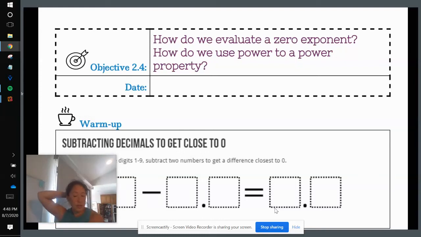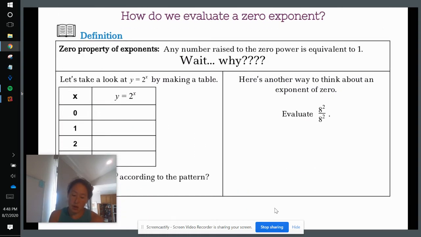How do we evaluate a zero exponent? And then also a second property we're going to look at is power to a power. All right, so definition, zero property of exponent. Any number raised to the zero power is equal to 1.